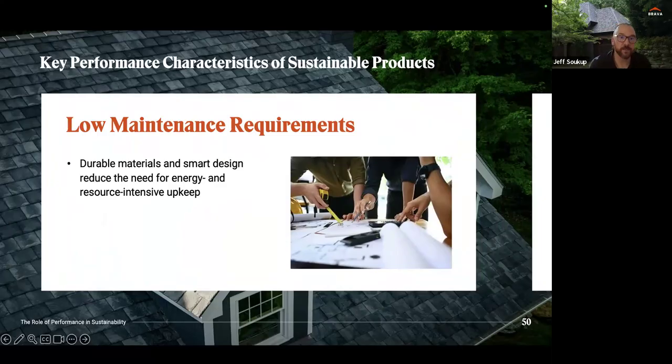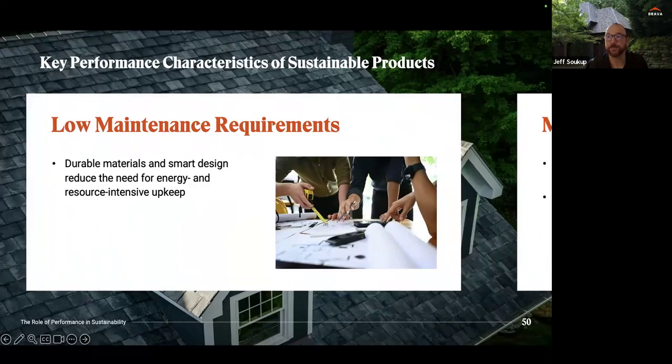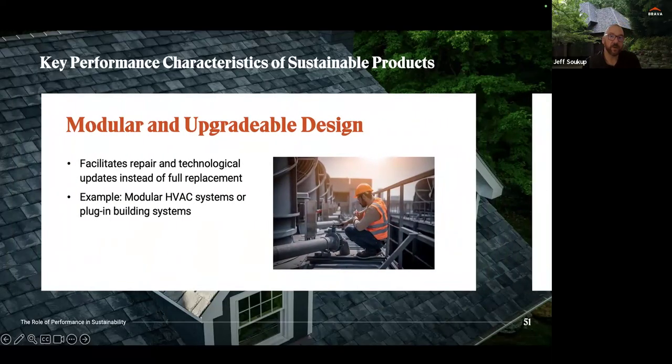Low maintenance requirements. So, again, low maintenance, not having to get in there and do cost-prohibitive, energy-intensive maintenance to upkeep your products, helps reduce your carbon footprint. Modular and upgradable design. So this is something that really is going to be the future of sustainability.